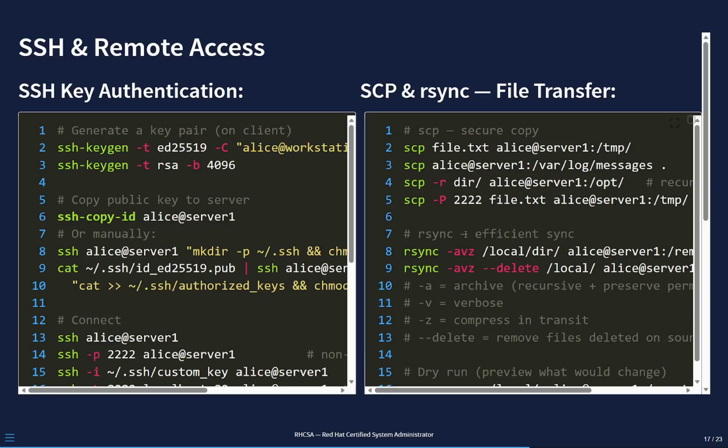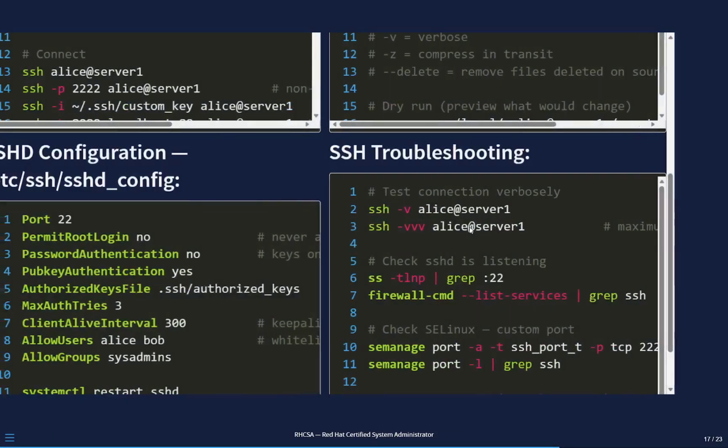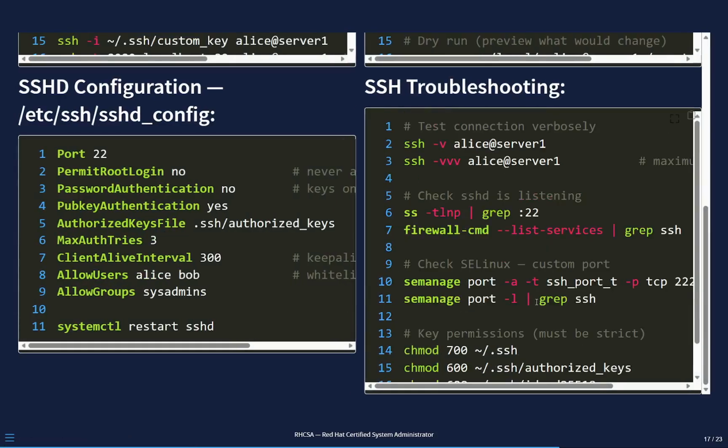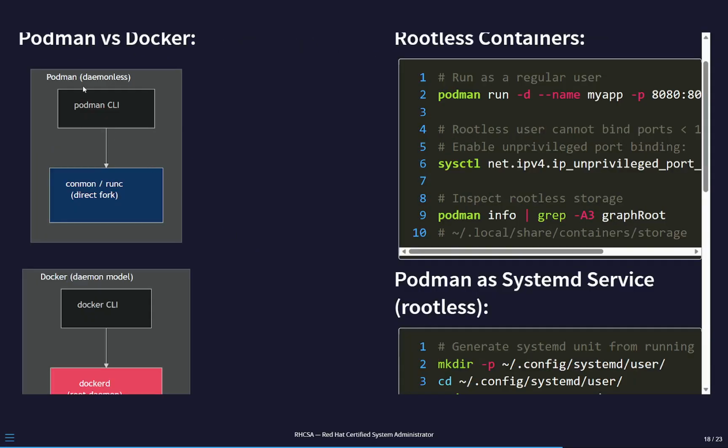Next, containers with Podman is 13% of the RHCSA, added in the RHEL 9 exam version. Do not skip this domain. Look at the comparison diagram. Docker uses a daemon, a background root process called dockerd that all container operations go through.